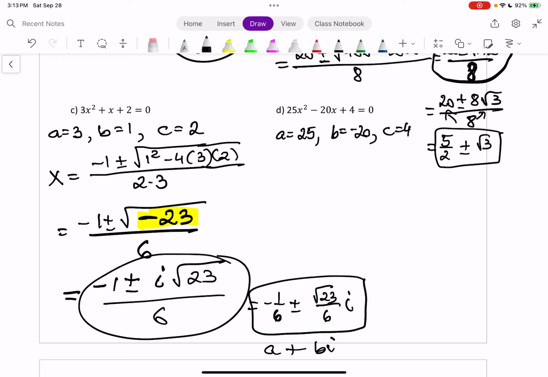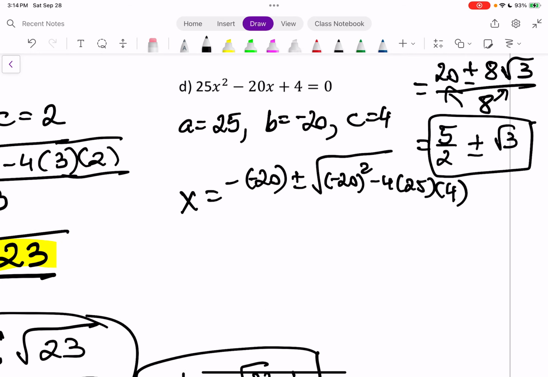Or maybe, let's see what happens here. Negative b, which is a negative, plus or minus the square root of b squared minus 4 times a times c. So I know I have the other value in my face. Over 2 times a.